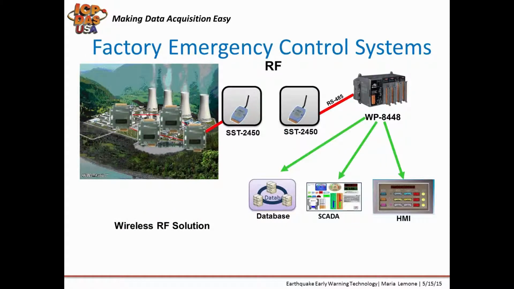EEW technology is used in factories to alert employees and to control critical and dangerous equipment as necessary. Information from seismic switches is passed back over 2.4 GHz wireless radio frequency networks. The SST2450 RS485 serial-based RF modems communicate up to 300 meters or 984 feet and pass the seismic data information back to programmable controllers that have a database for logging events.